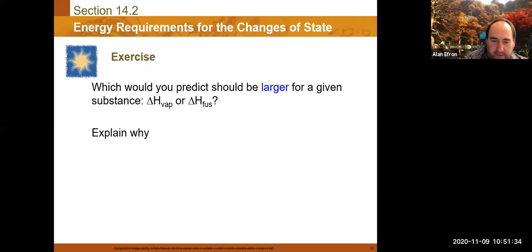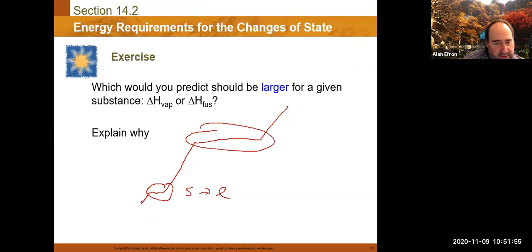So which would you predict would be larger in a substance, the delta H of vaporization or the delta H of fusion? I think we also touched upon that, and you could actually see it on the little curve we just looked at. This was the transition from solid to liquid. This was the transition from liquid to gas. And as we talked about last time, it does take a lot more energy to go from liquid to gas versus solid to liquid.